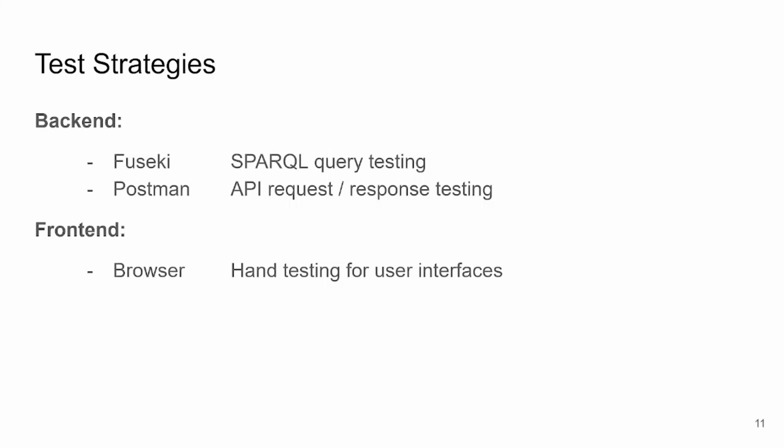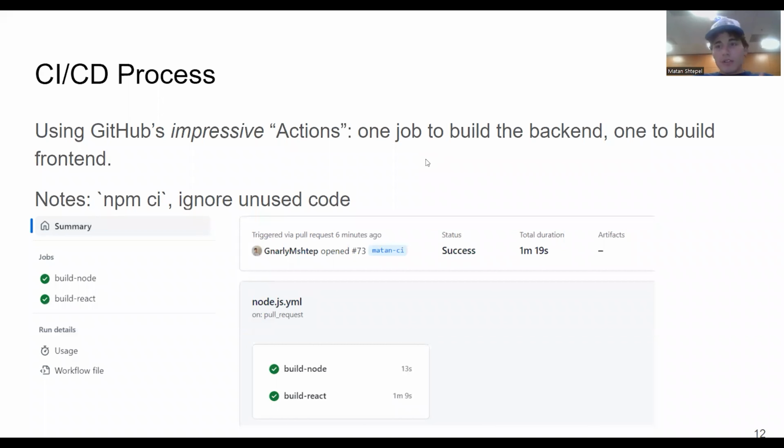For test strategies on the back end, early on we were mostly concerned with learning the SPARQL query language, and so we did a lot of testing just using the Fuseki interface to the SPARQL database. Once we figured it out and had that working, we were able to move on to Postman for testing API requests both to our own backend as well as the SPARQL server. For the front end, it was mainly just communicating with the back end, so we mostly did hand testing for the UI elements.